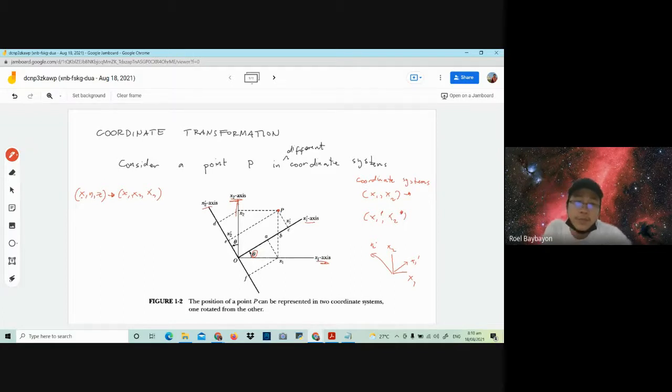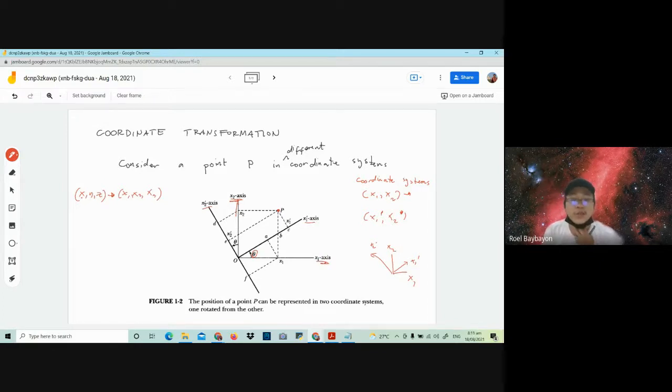You just rotate the prime coordinate system at some angle theta from your unprime coordinate system. So I have two. The question here is, what will be the value of point P in the x1, x2 coordinate system, and what will be the value of point P in the x1 prime, x2 prime coordinate system?